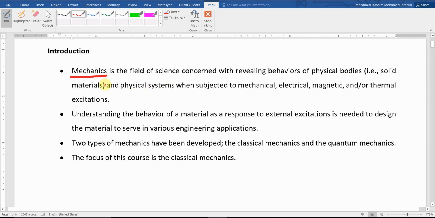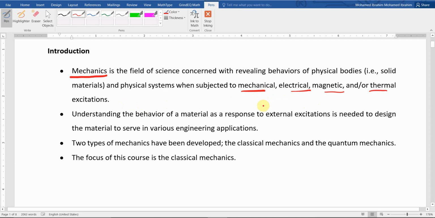Or physical systems. So mechanics is just to understand the behavior, how these physical systems or physical bodies, like solid materials, fluids, or any other physical system, behave under different circumstances or different excitations, when basically these bodies or physical systems are subjected to some mechanical, electrical, magnetic, or even thermal excitations.